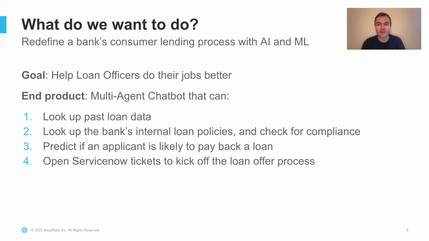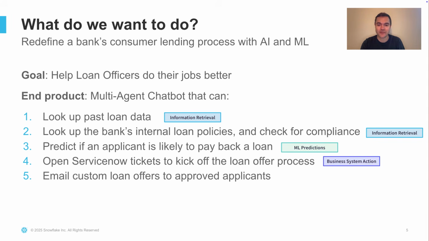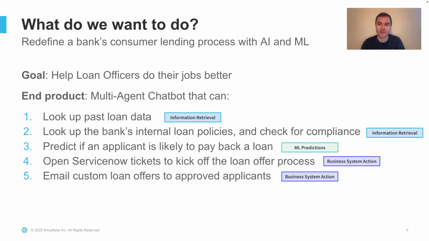I want to open ServiceNow tickets to kick off the loan offer process, so maybe my company uses ServiceNow. And then I want to send an email to approved applicants saying, here's your custom loan offer. Okay, so if we think about all these different actions that we want our agents to do, the first two are more like information retrieval. The next one is predicting something using machine learning. And the final two are interacting with other business systems, ServiceNow and Gmail as our email provider. This is kind of cool.